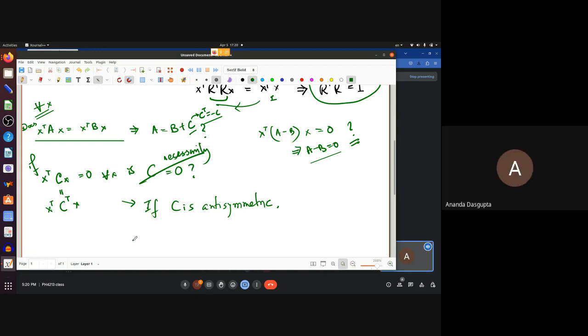So the question is, does it actually work both ways? That is, C antisymmetric definitely implies X transpose CX is 0. I'm asking the opposite question: if X transpose CX is 0 for all X, are you sure that C is antisymmetric? The answer is that it actually has to be antisymmetric. 0, by the way, is antisymmetric, so that's covered. Why does it have to be? How would you prove that?